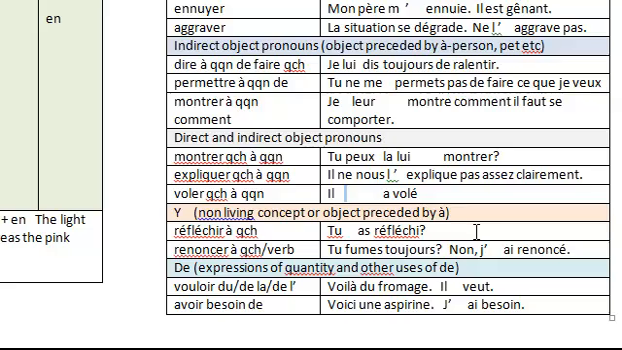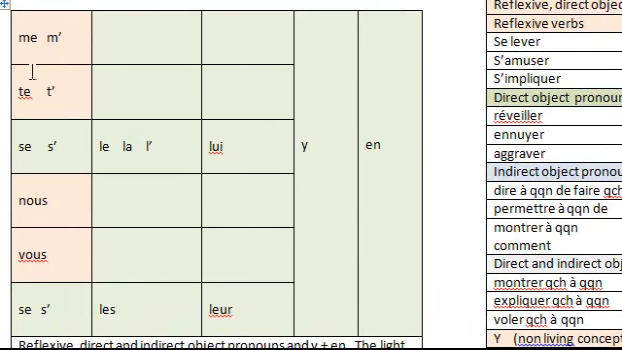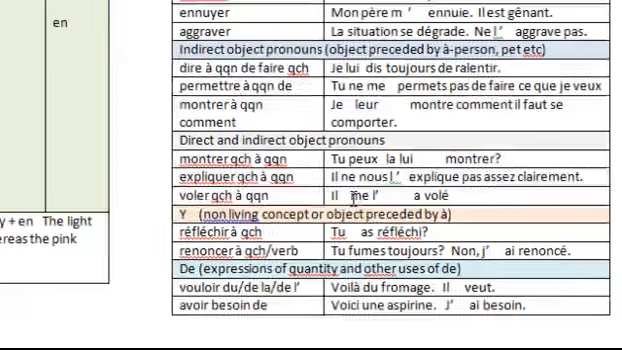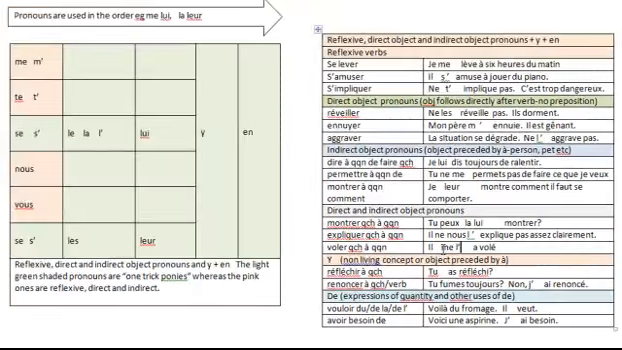The verb voler in French is to steal to someone rather than to steal from. So, he stole it from me. Il me l'a volé. Remember, the order is in the order of the table there. Moving on then to y.